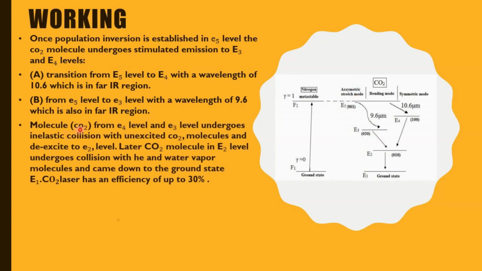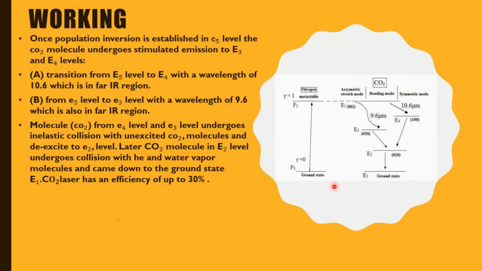Now, CO2 molecules from the E4 and E3 levels undergo inelastic collision with unexcited CO2. So the molecules de-excite to E2. It gets de-excited to E2 when the inelastic collision happens between E3 and E4. Later, this CO2 molecule in the E2 level undergoes collision with helium and water vapor molecules and comes down to the ground state E1. So a CO2 laser has an efficiency of up to 30%.